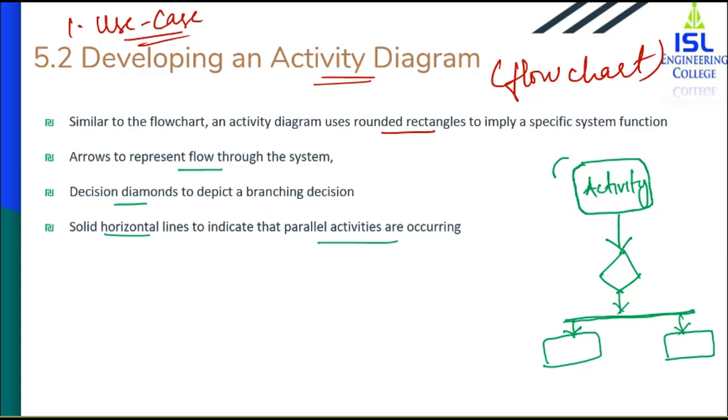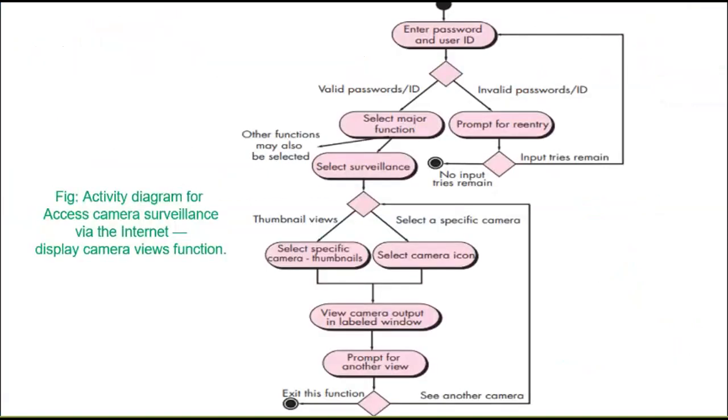Now we'll see an example of an activity diagram. This activity diagram is for accessing the camera surveillance via the internet by making use of the same SafeHome security system. The first phase is the starting phase, and the start is represented by a circle. The first step is to enter the user ID and password. If it is a valid password, you can access the next function. The next is an invalid password.